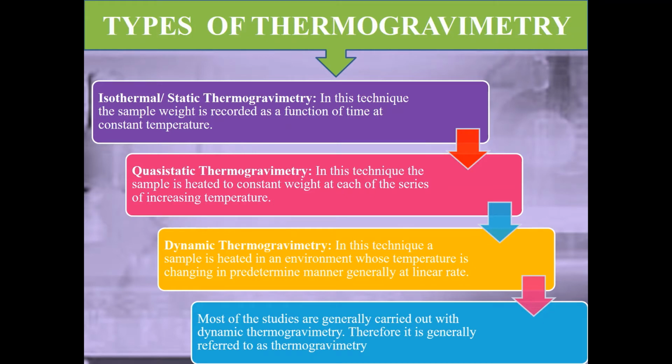Dynamic thermogravimetry. In this technique, a sample is heated in an environment whose temperature is changing in a predetermined manner or generally at a linear rate. Most of the studies are generally carried out with dynamic thermogravimetry. Therefore, it is generally referred to as thermogravimetry.